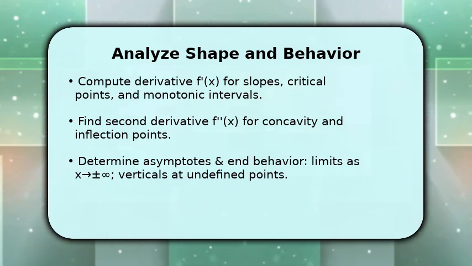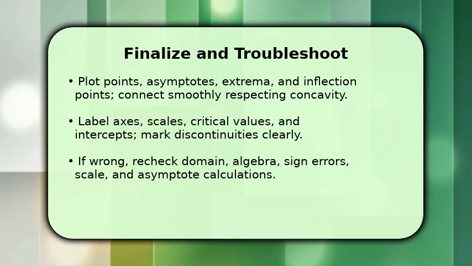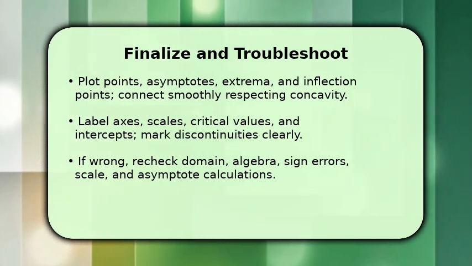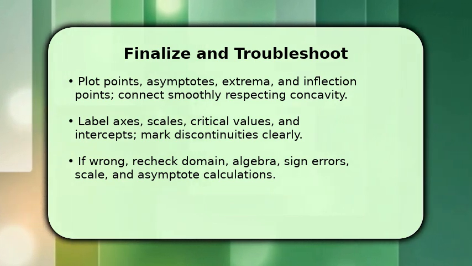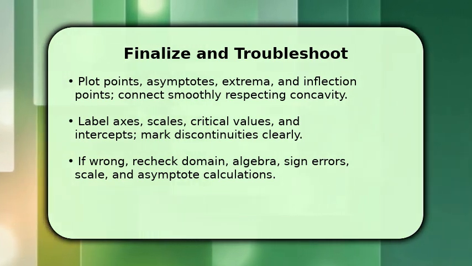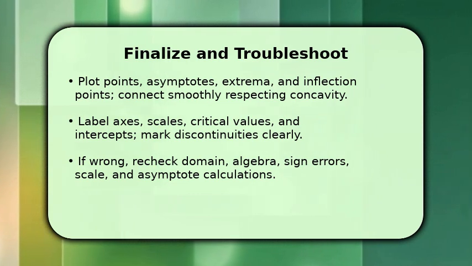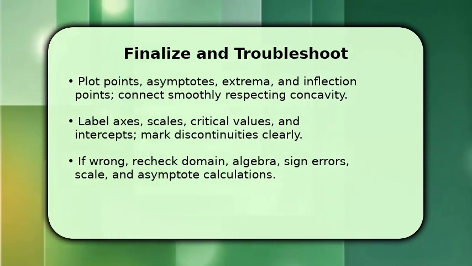Plot your table points and key features like intercepts, extrema, and inflection points, then connect them with a smooth curve that follows concavity and slope signs. Make asymptotes visible as dashed lines and label scales and critical values so the graph communicates the function's behavior.